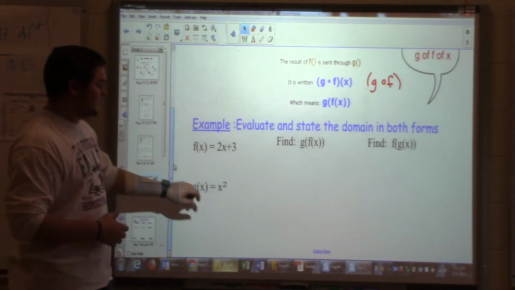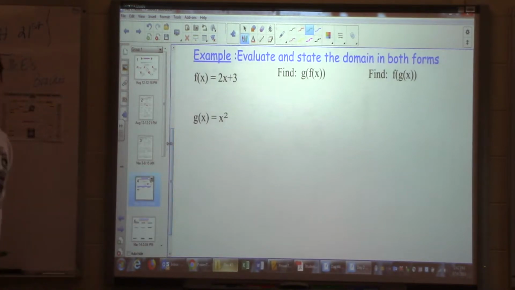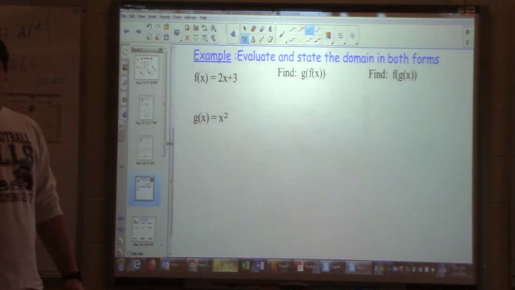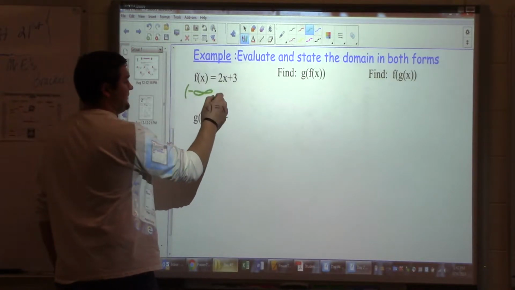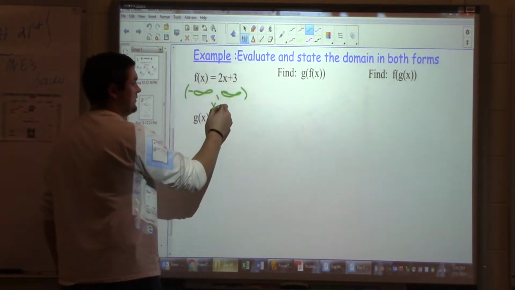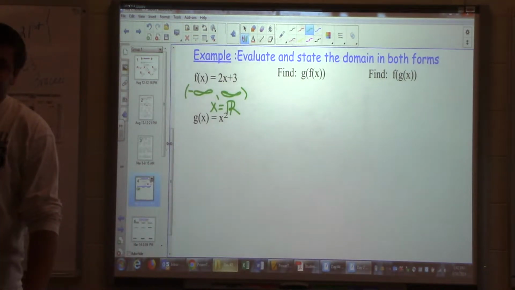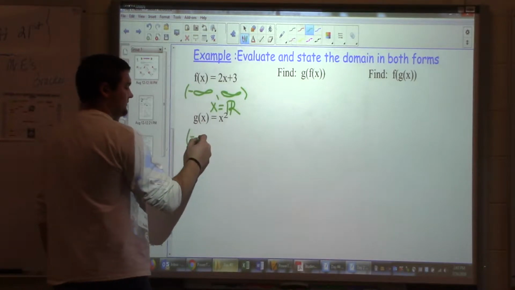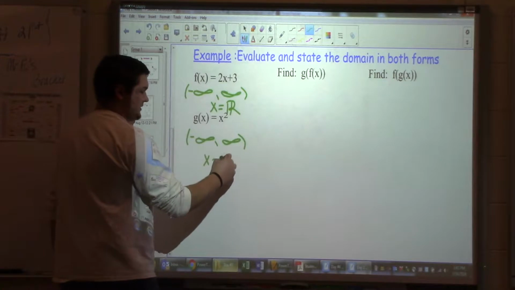Alright? So, first thing I need to do though, is I need to find the domains for f of x and g of x. So f of x is 2x plus 3. Do I have a denominator? Do I have a radical? So what's my domain? Negative infinity to positive infinity. Real number notation. X is in the real number set. G of x, same thing, no denominator, no radical. Negative infinity, positive infinity. X is in the real number set.